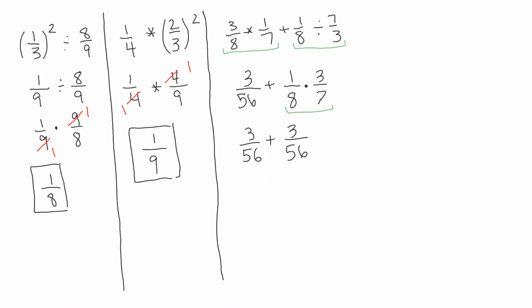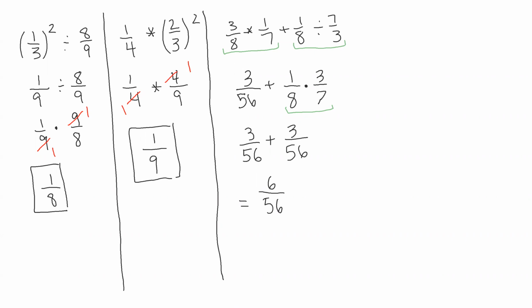Okay. And this happened once in a previous example. This does not happen a ton, but every now and then, as you work through the order of operations, you'll get to a final step that's addition or subtraction, and you already have common denominators, which is amazing because you can skip that whole LCD equivalent fraction step. So here we have a common denominator of 56. I want to go ahead and add my numerators. 3 plus 3 is 6.